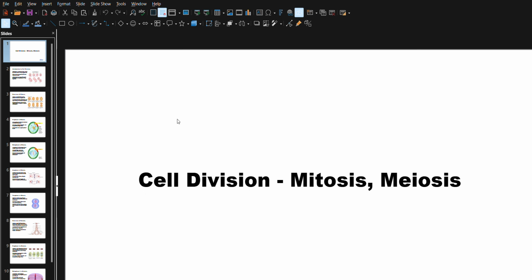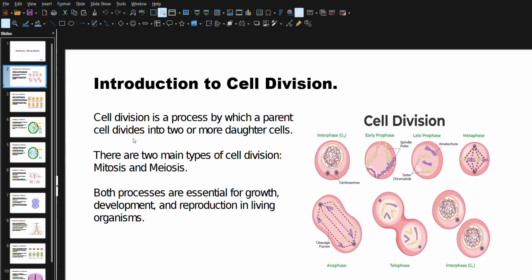Students, this is the next topic. What is cell division? That is mitosis and meiosis. We are going to see in this cell biology what is mitotic division and what is meiosis division. So we'll see what is a cell division.